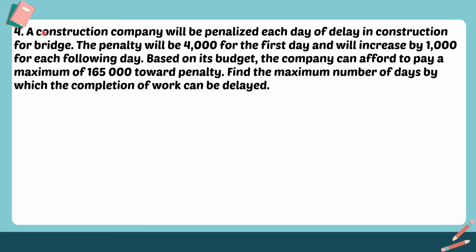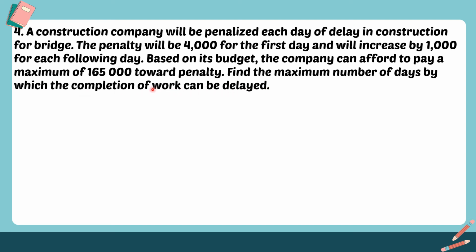Let's have our fourth example. A construction company will be penalized each day of delay in construction for bridge. The penalty will be 4,000 for the first day and will increase 1,000 for each following day. Based on its budget, the company can afford to pay a maximum of 165,000 toward penalty. Find the maximum number of days by which the completion of work can be delayed.